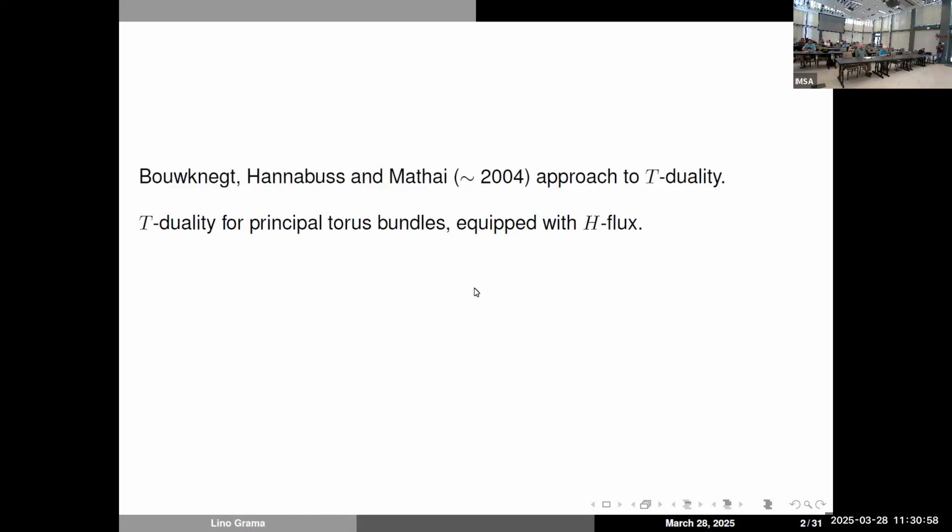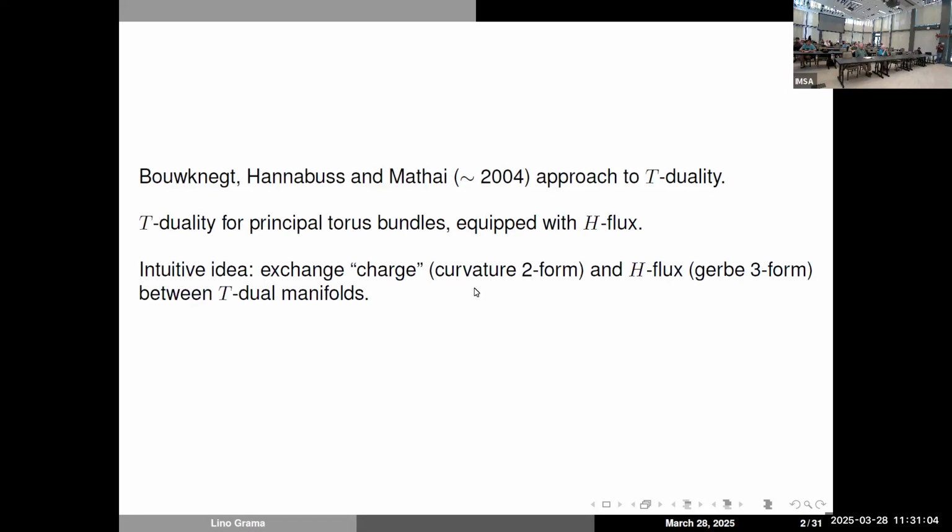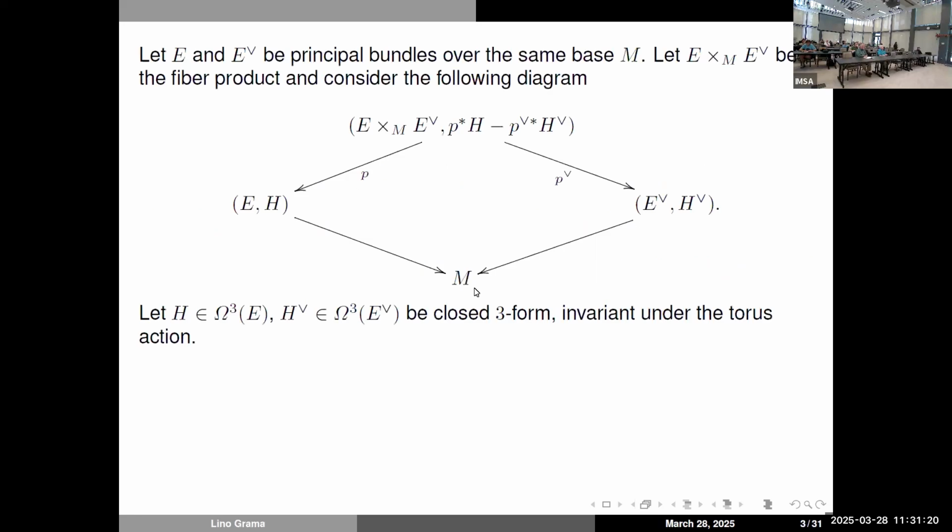It's a little bit different from the SYZ T-duality used in non-linear symmetry. The intuitive idea is to exchange charge and flux. We exchange, in the principal bundle, the two-form curvature with the three-form that specifies the flux. And this is the precise definition.